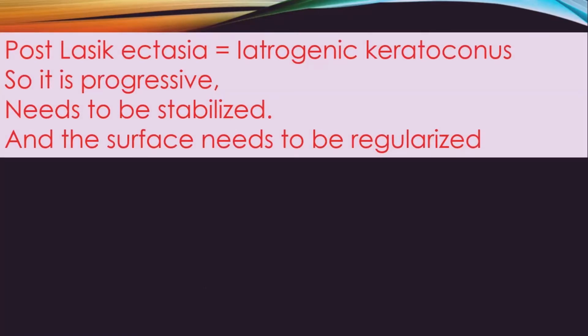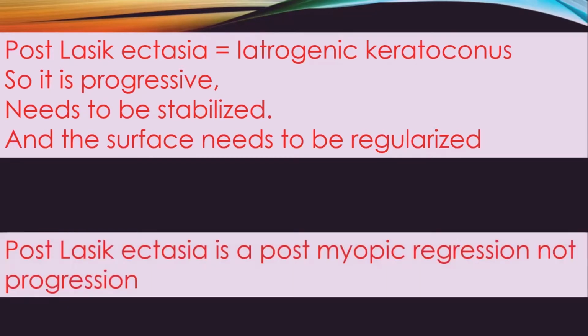So, some definitions or concepts to know. Post-Lasik ectasia is an iatrogenic keratoconus. So if you miscalculate or mischoose one of your patients, you will give him a keratoconus. He's coming normal and you will give him a keratoconus. So it is progressive and it needs to be stabilized, and the surface needs to be regularized as well.